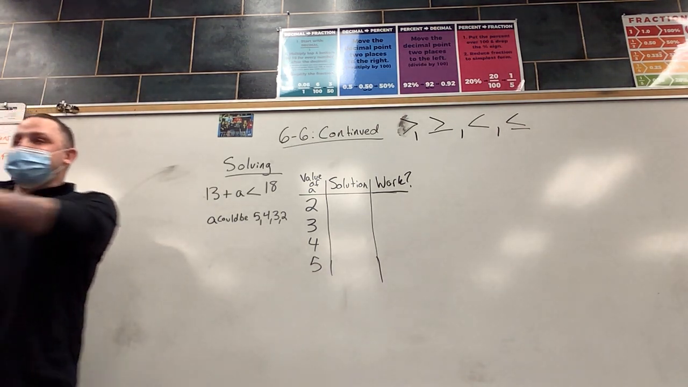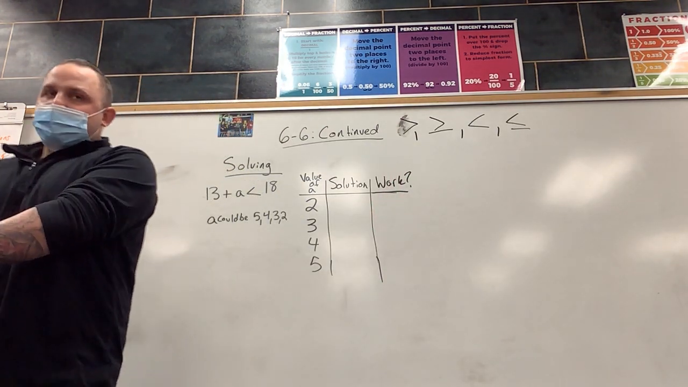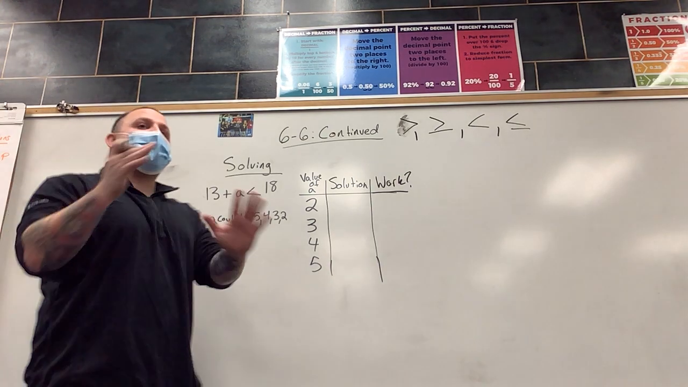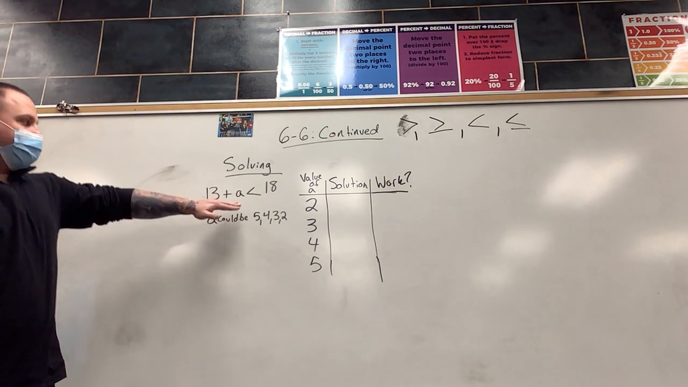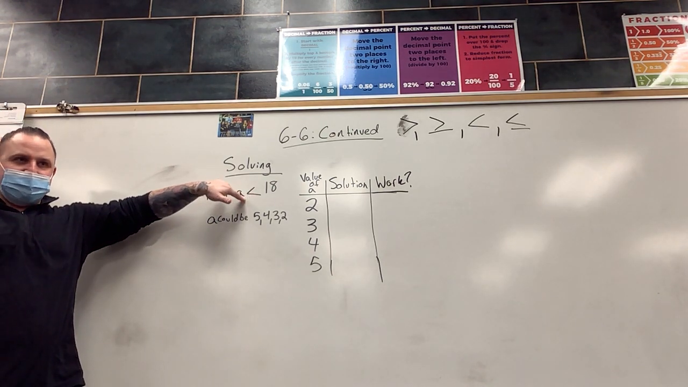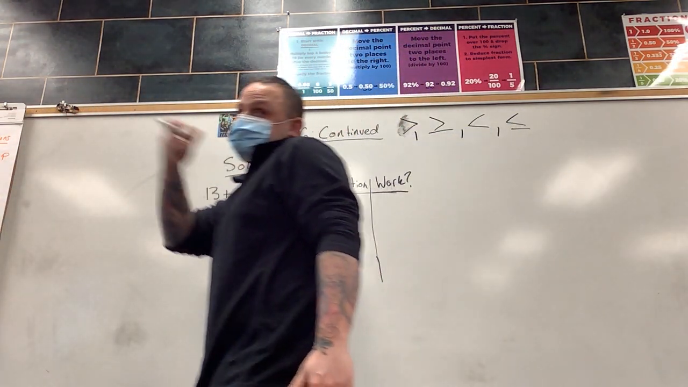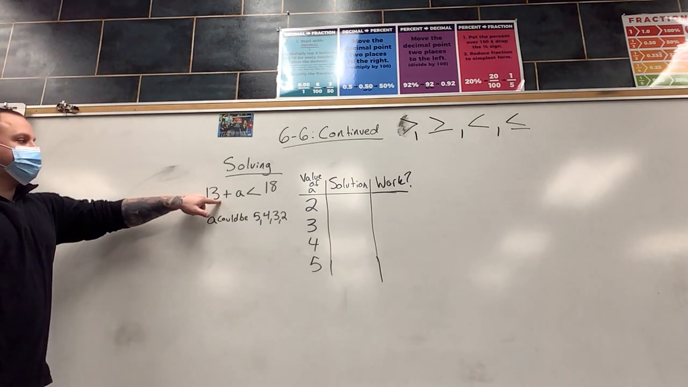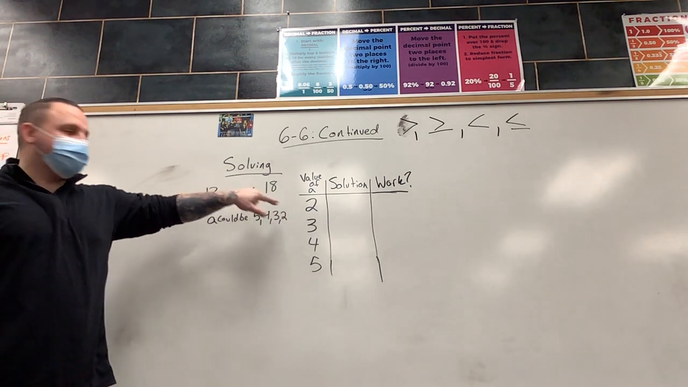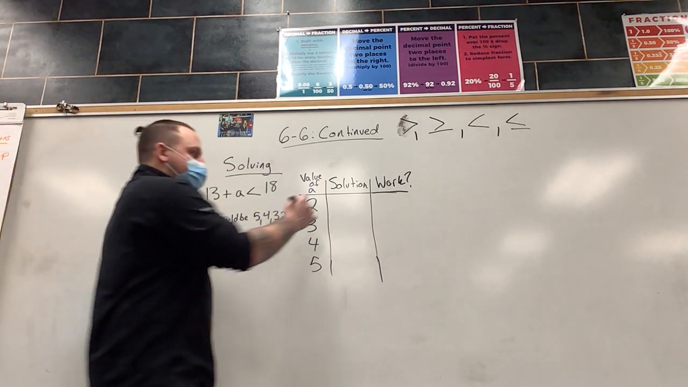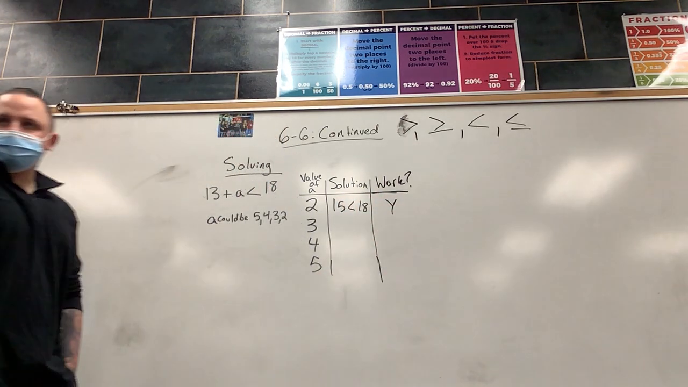All right. Anyway, here's what we do. And so Grace and Kelvin, since you weren't here yesterday, what we're trying to do is find which values here make this statement true. Understand? So we're trying to find when we plug in one of these numbers for A here, which ones make the statement true, right? And so it's simple addition right now. What is 13 plus 2, ladies and gentlemen? 15. Is 15 less than 18? Yes. So we have 15 less than 18, and that works.